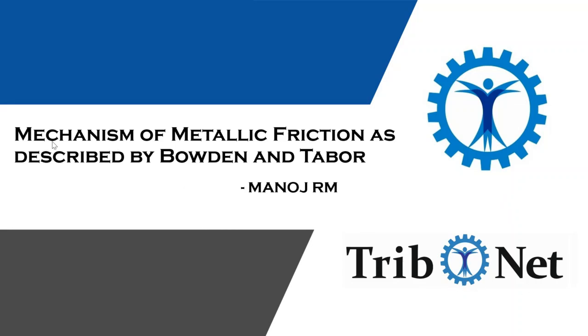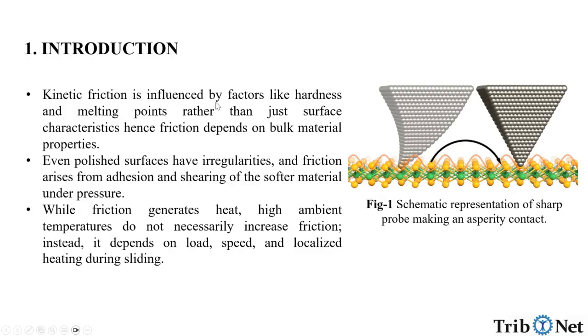My name is Manoj. Today, in this video, let us learn about the mechanism of metallic friction as described by Bowden and Tabor. Kinetic friction is influenced by factors like hardness and melting points rather than just surface characteristics. Hence, friction depends on bulk material properties.